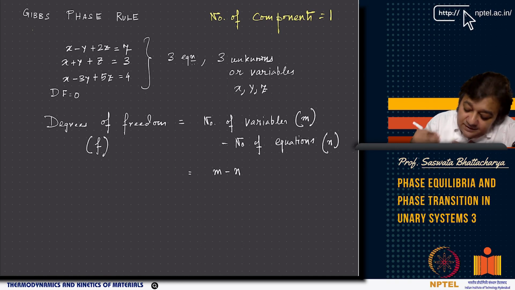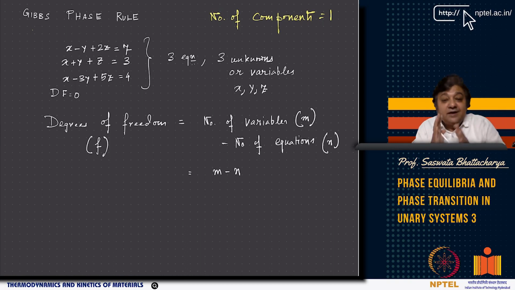So how does it come? It comes from this idea that if I have to solve these equilibrium conditions, then I should have the number of variables exactly equal to the number of equations. Then only I can exactly solve the equations. Other than that, I will either have an overdetermined system or an underdetermined system, where I can have infinite solutions or no solutions at all, right?